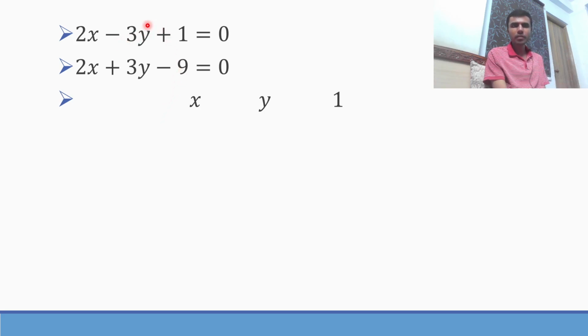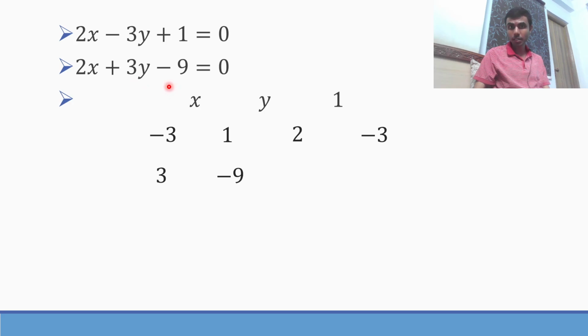First we'll write the y coefficient. Okay, y coefficient is what? The y coefficient is minus 3. First that. Next after this 1, after that 2, after that minus 3. Now for the second equation, y coefficient is 3. Next constant minus 9, next 2, next 3.